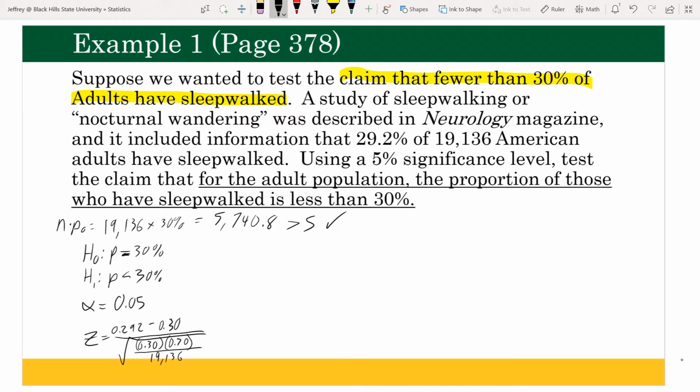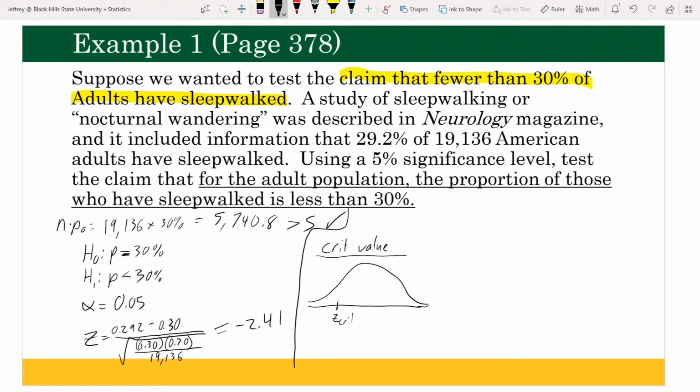Then, using the test statistic formula, we get the test statistic to be negative 2.41. The critical value that gives us the area of 0.05 to the left of it is negative 1.645. And if we compare that with our test statistic of negative 2.41, we find that this does, in fact, lie in the rejection region. So we will reject the null hypothesis in favor of the alternative.